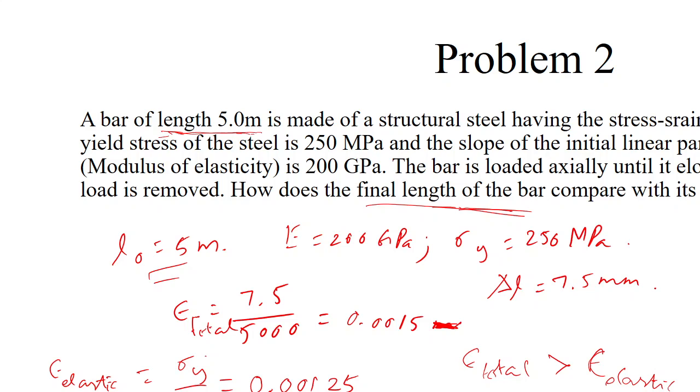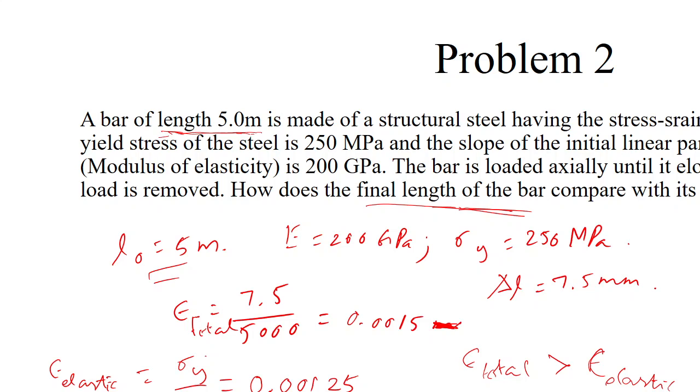This point is 5 plus 7.5 into 10 to the power minus 3, which is the total elongation. After that, you remove the load. During removal, the total elastic strain stored in the material is recovered. So the final length will be around 5000 to 5007.5 mm. Okay, sir.